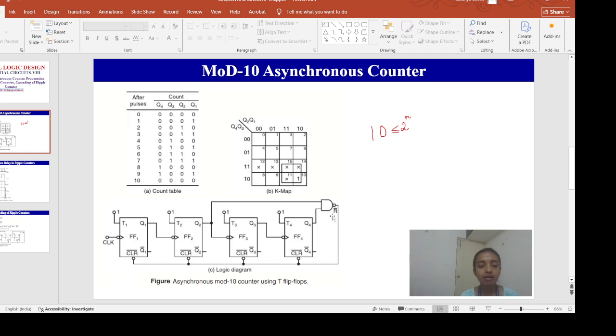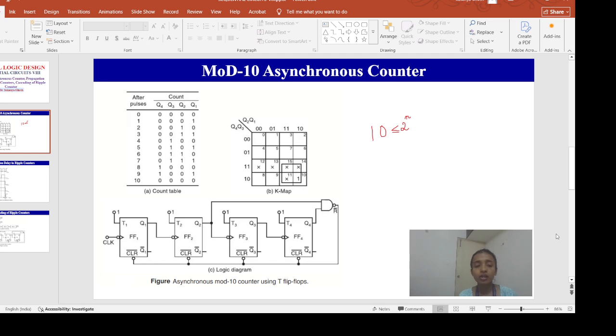So for active high reset, these Q2 and Q4 are applied to the clear terminal of all the flip-flops. Okay, and you can see the operation.